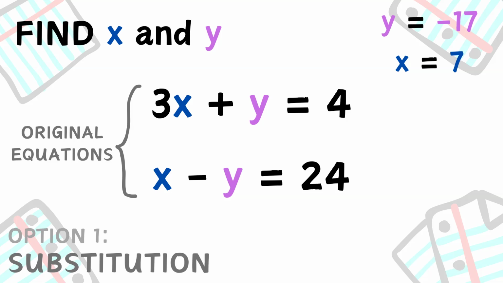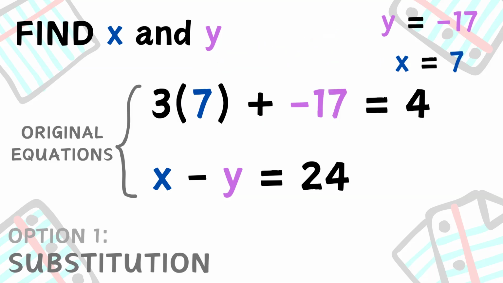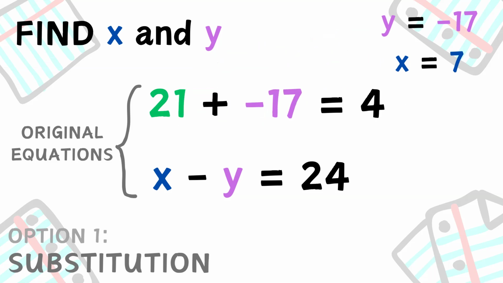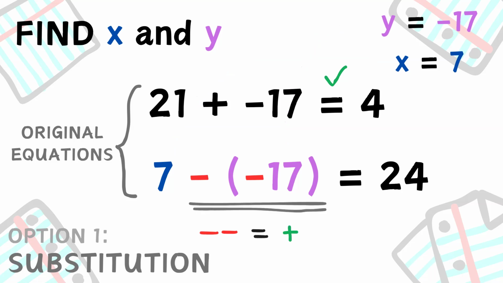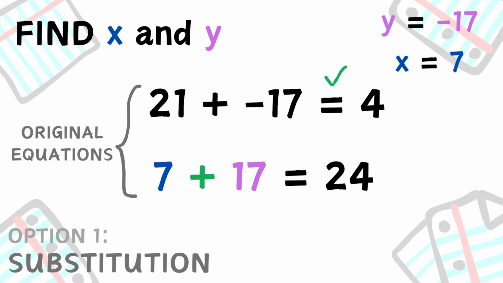To verify our answer, we can substitute our values for x and y into our equations. In our first equation, we get this. 3 times 7 is 21, and minus 17 is 4. And in our second equation, 7 minus negative 17, well, subtracting negative 17 is the same as adding 17. So this is the same as 7 plus 17, which is indeed 24. Awesome! We found the values for x and y using substitution.